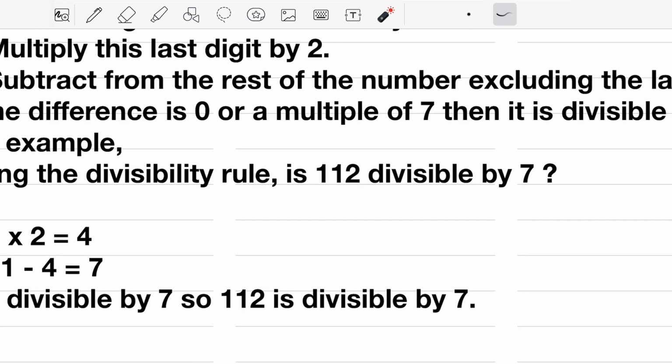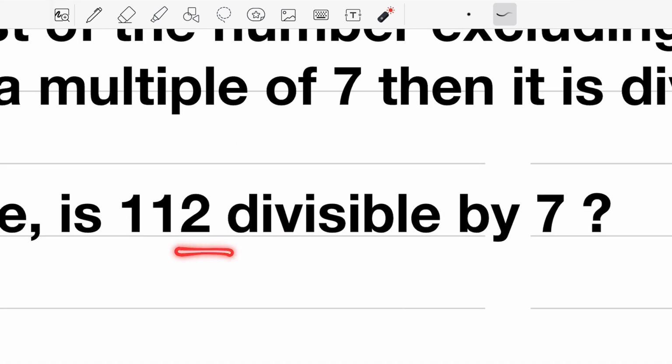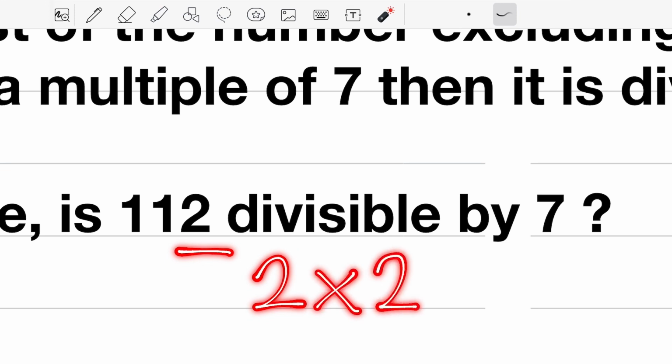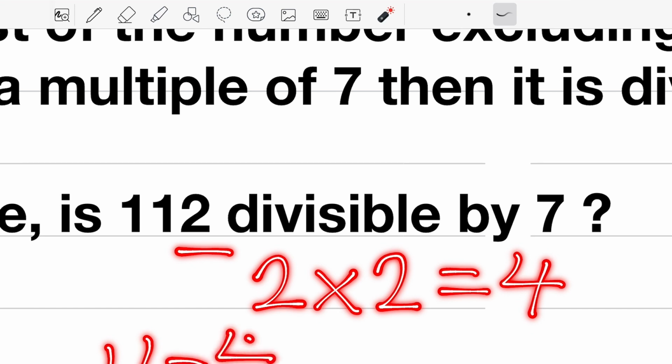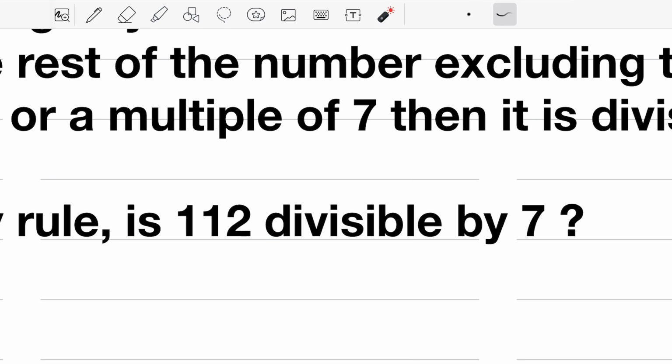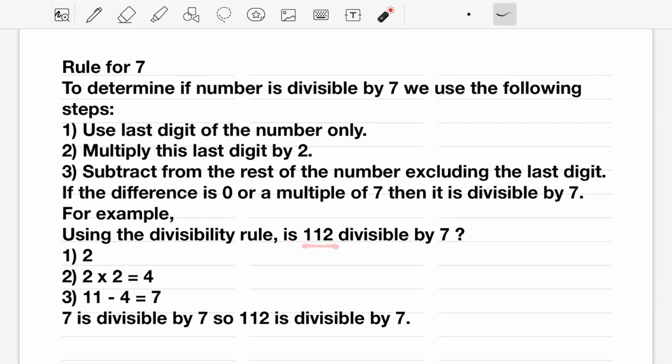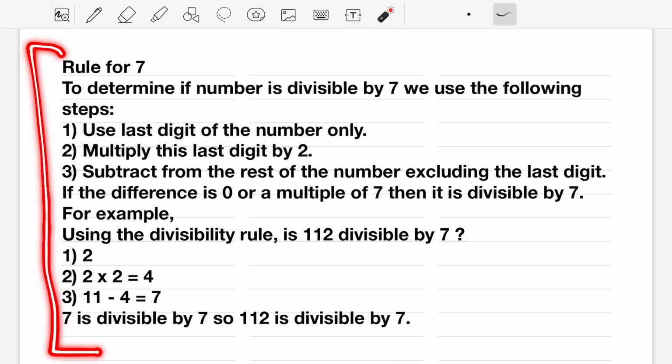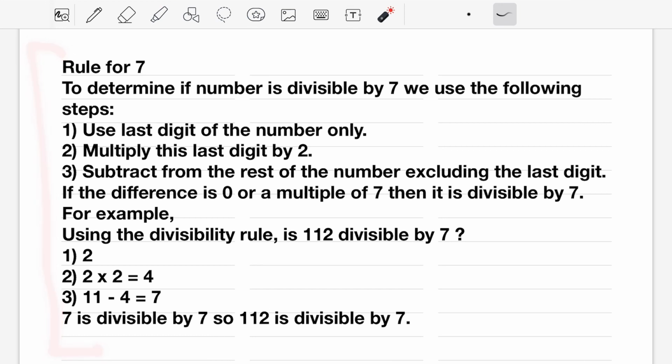So if we have 112, the last digit will be 2. We multiply 2 by 2, we will get 4, and then we say 11 minus 4. In this case, we will get 7, and since 7 is divisible by 7, then the number 112 is divisible by 7. So you can read that again, and take your time and ensure that you understand this.